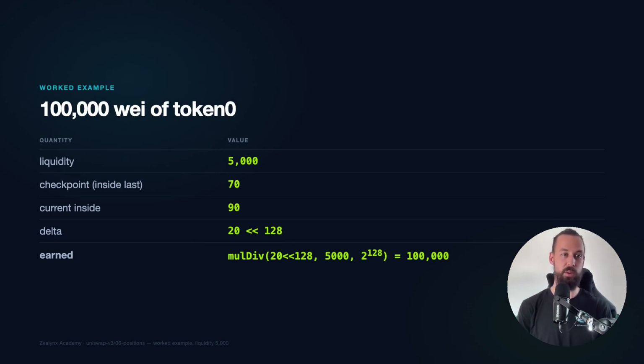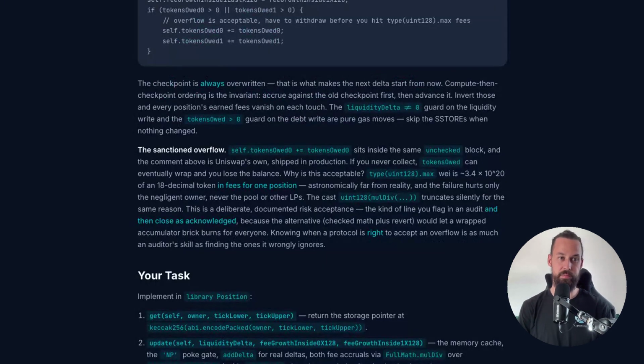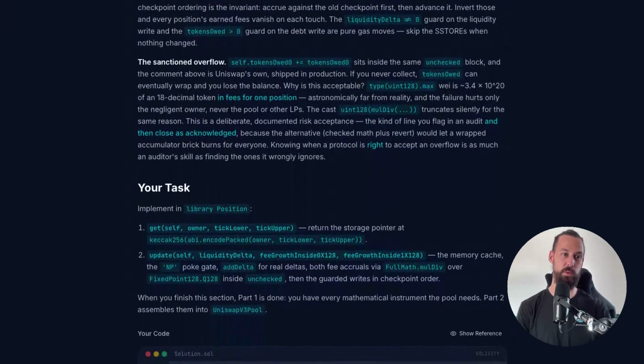Small numbers to make it concrete. Liquidity 5000. Checkpoint at 70 fee units per unit of liquidity. Current inside growth 90. Delta is 20, scaled. Multiply by 5000, divide by 2 to the 128, and you get 100,000. The position earned 100,000 wei of token 0 while it was in range.